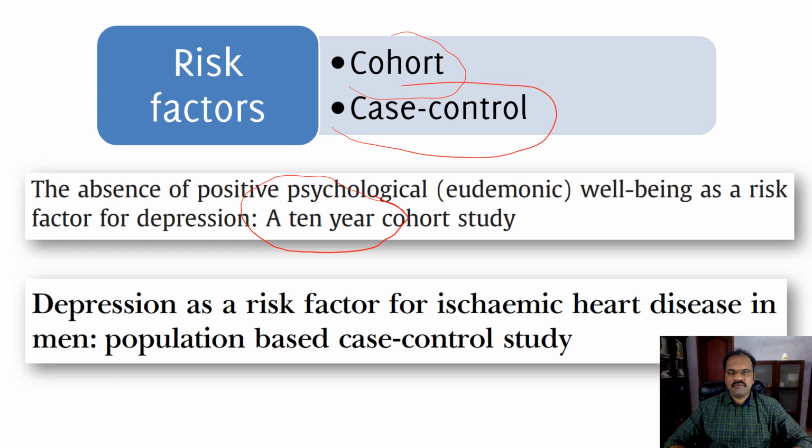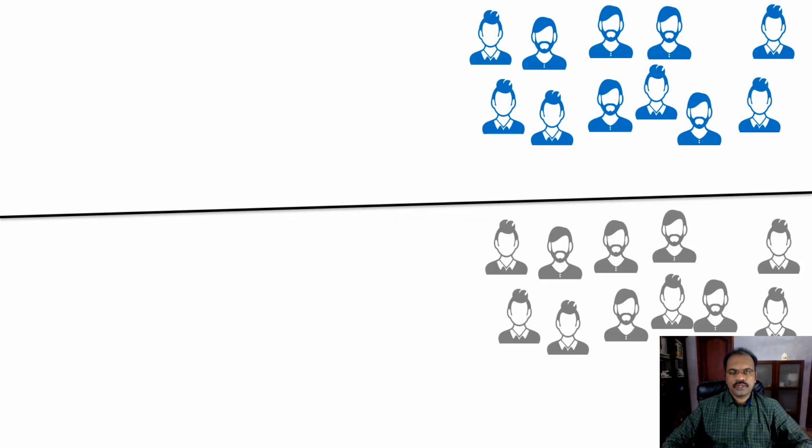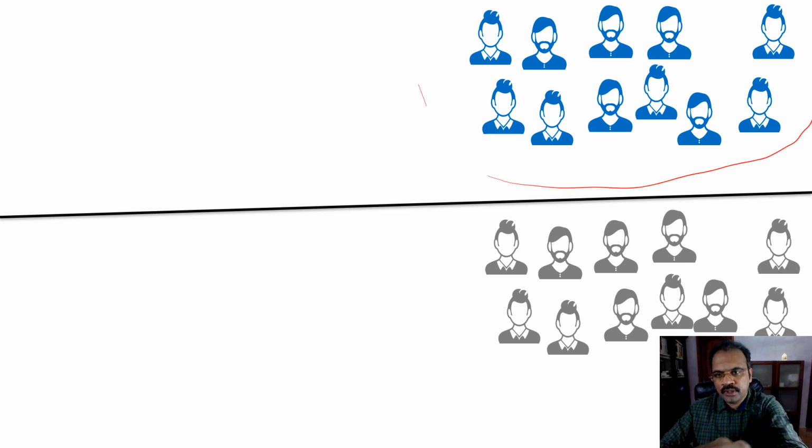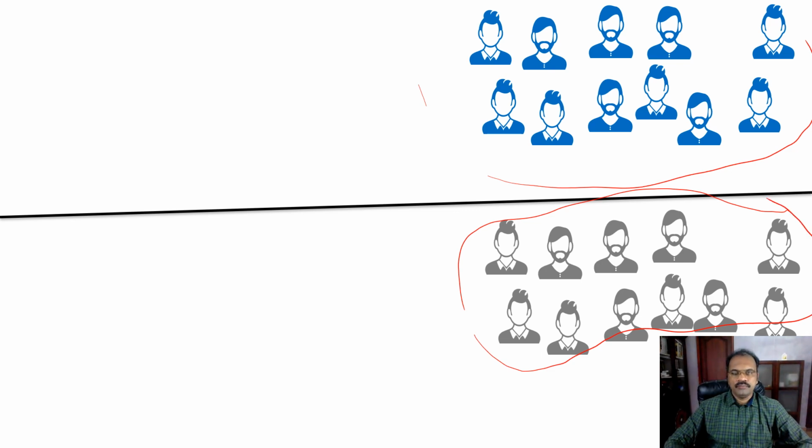So in this particular design, what usually happens is, for example, depression as a risk factor for ischemic heart disease in men, a population-based case control study. In this kind of design, we have two groups. Here actually the illness, the outcome, has already appeared. So to start with, we have two groups. One group of men have already developed ischemic heart disease, the case status, while we have another group of men who do not have ischemic heart disease. So the case status is already there.